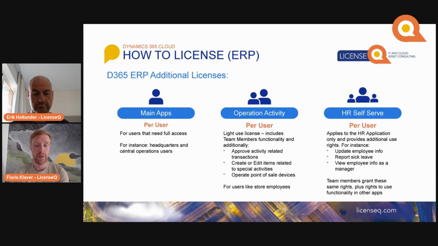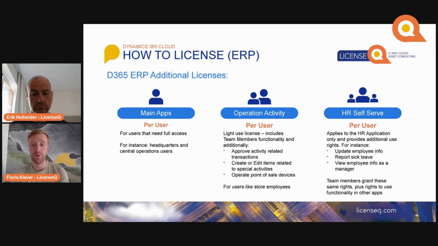For ERP, it works quite the same. So you choose the base license that you need and you add the attached licenses, but you also have additional licensing requirements. So aside from the main applications that we will touch more in the relevant section, you have the operation activity license, which can be considered a little bit a team members license, but the difference is that it has all the team members functionality and adds some additional functionality specifically to what you need for your ERP usage, like approving activity-related transactions, creating or editing items related to special activities, etc.